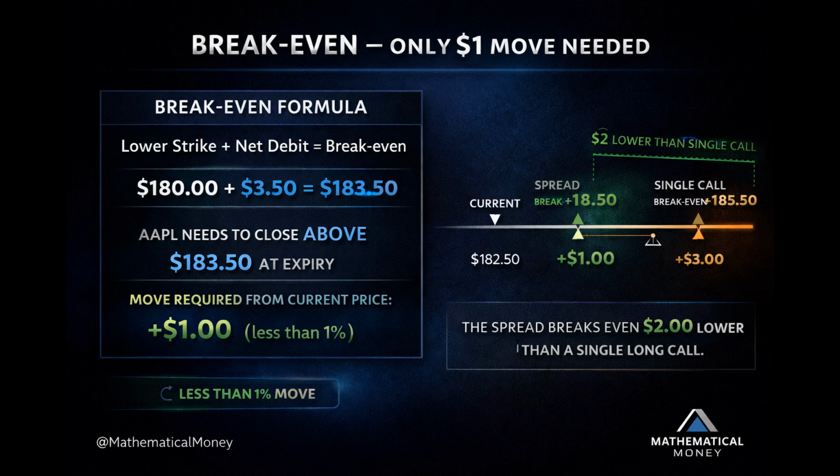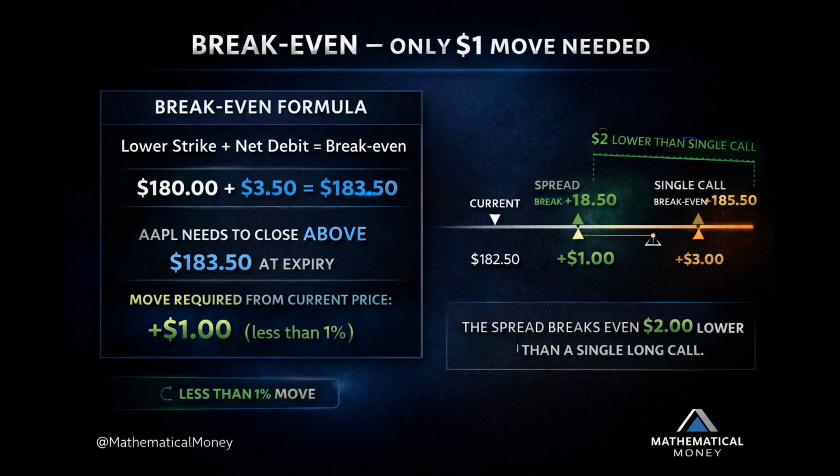180 plus 3.50 equals $183.50. Apple needs to close above 183.50 at expiry for the trade to be profitable. In dollar terms, a $1 move from the current price of 182.50. For context, if you had bought the single long call at 180 for $5.50, your break-even would be 185.50. The bull call spread breaks even $2 lower. That $2 difference is the direct benefit of selling the 190 call to fund part of your entry.